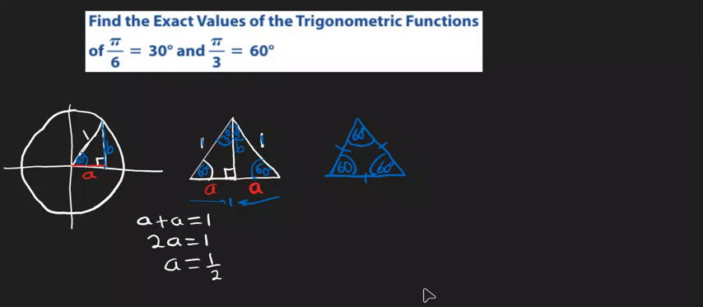Now we found A to be 1 over 2. Our next step is to find B. Let's call this side C, which is equal to 1. So this side is just C equals 1. So I'm going to remove this.